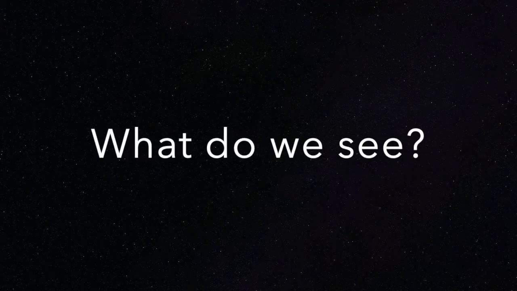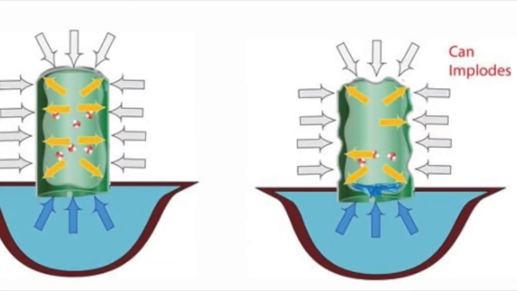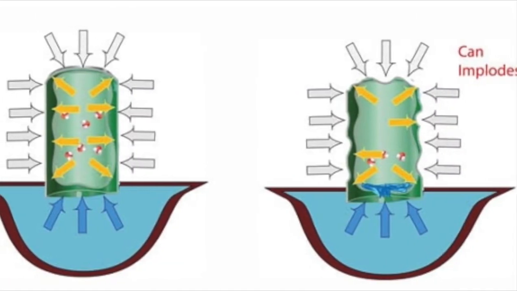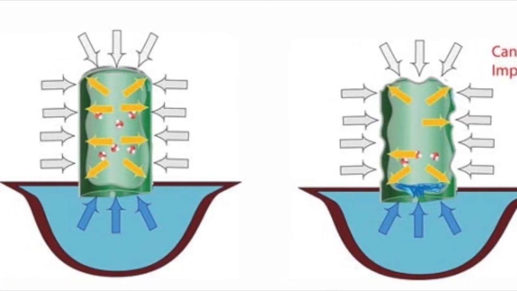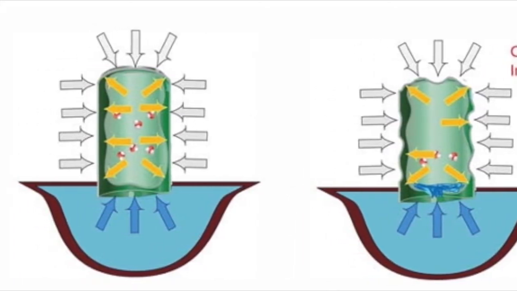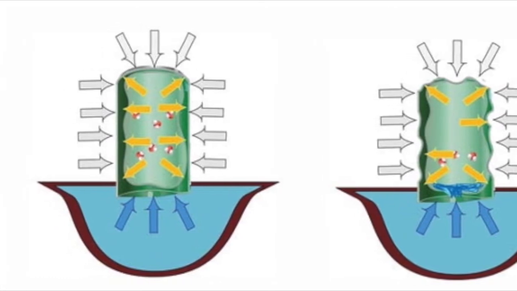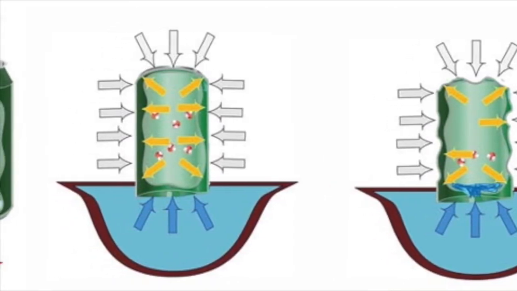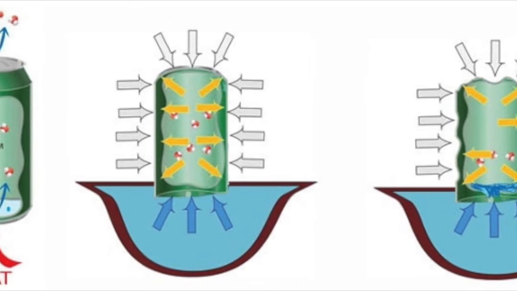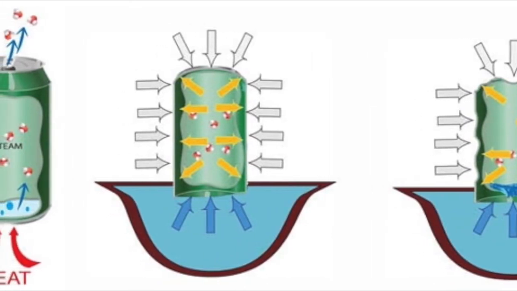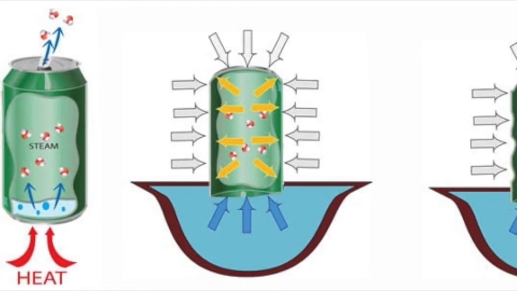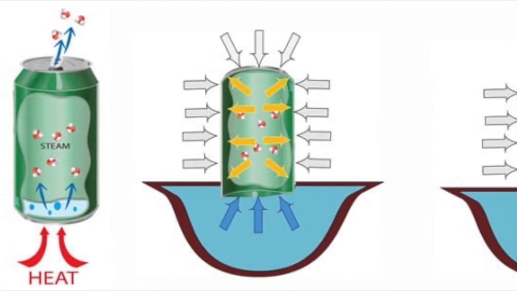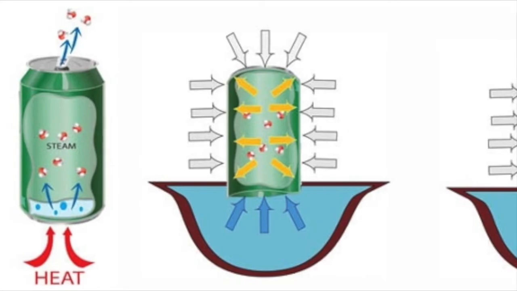Now that you've done this, what do we see? The can is crushed rapidly. This is due to the vapor exiting rapidly, while the cold water condenses the steam, making the pressure inside the can extremely low. This happens so quickly that the ordinary atmospheric pressure outside the can completely crushes it. If this happened to you, you have successfully applied Charles' law.